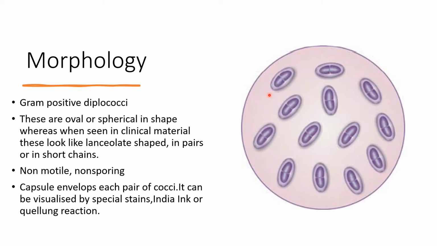But when you grow it in a media and then take it and see the morphology, they might just look oval or spherical in shape. Fine. And of course, they are usually seen in pairs, sometimes in short chains.